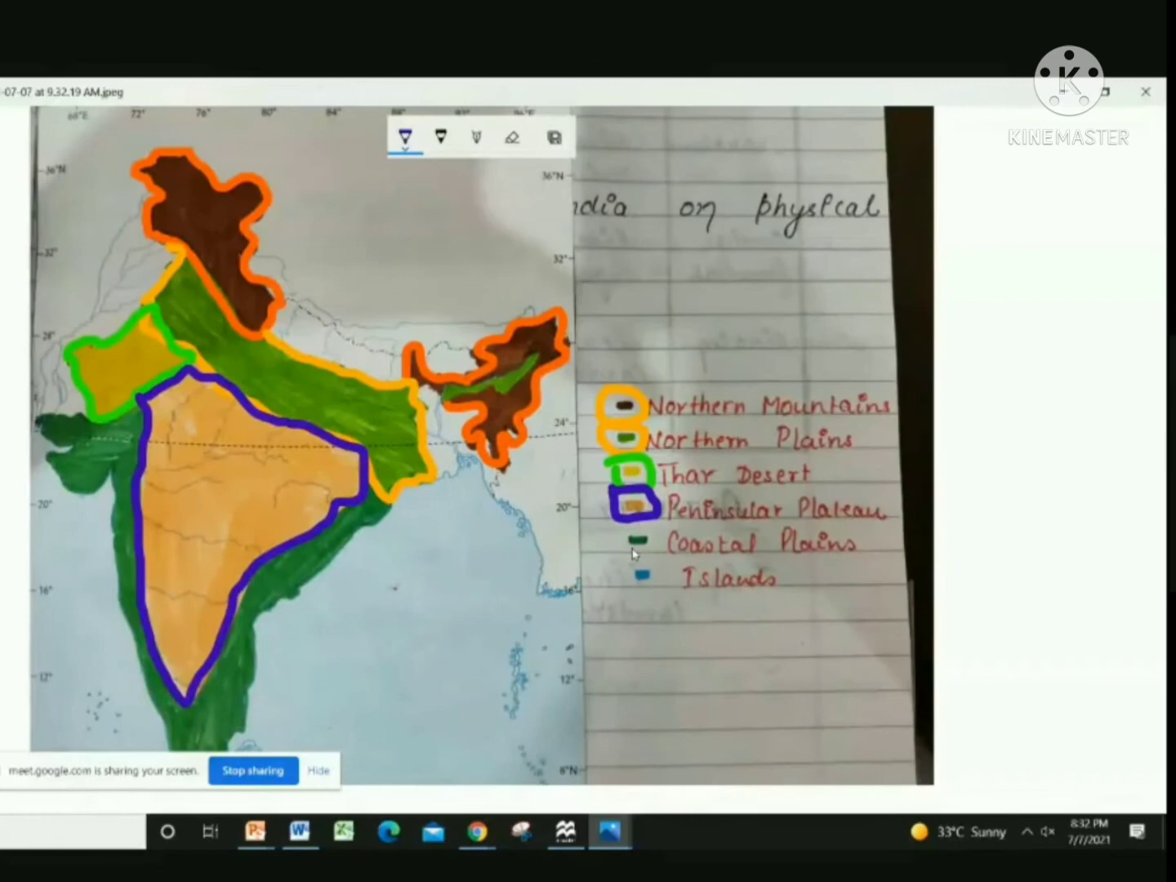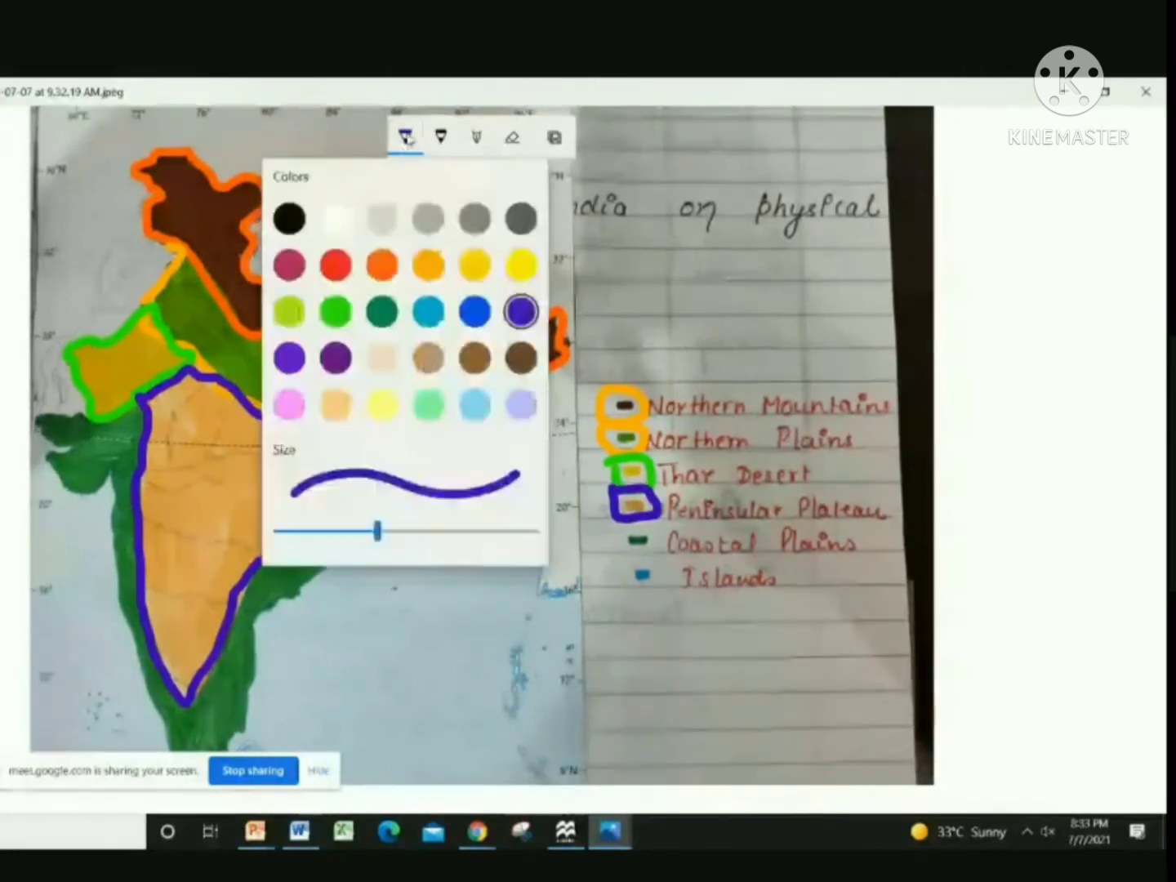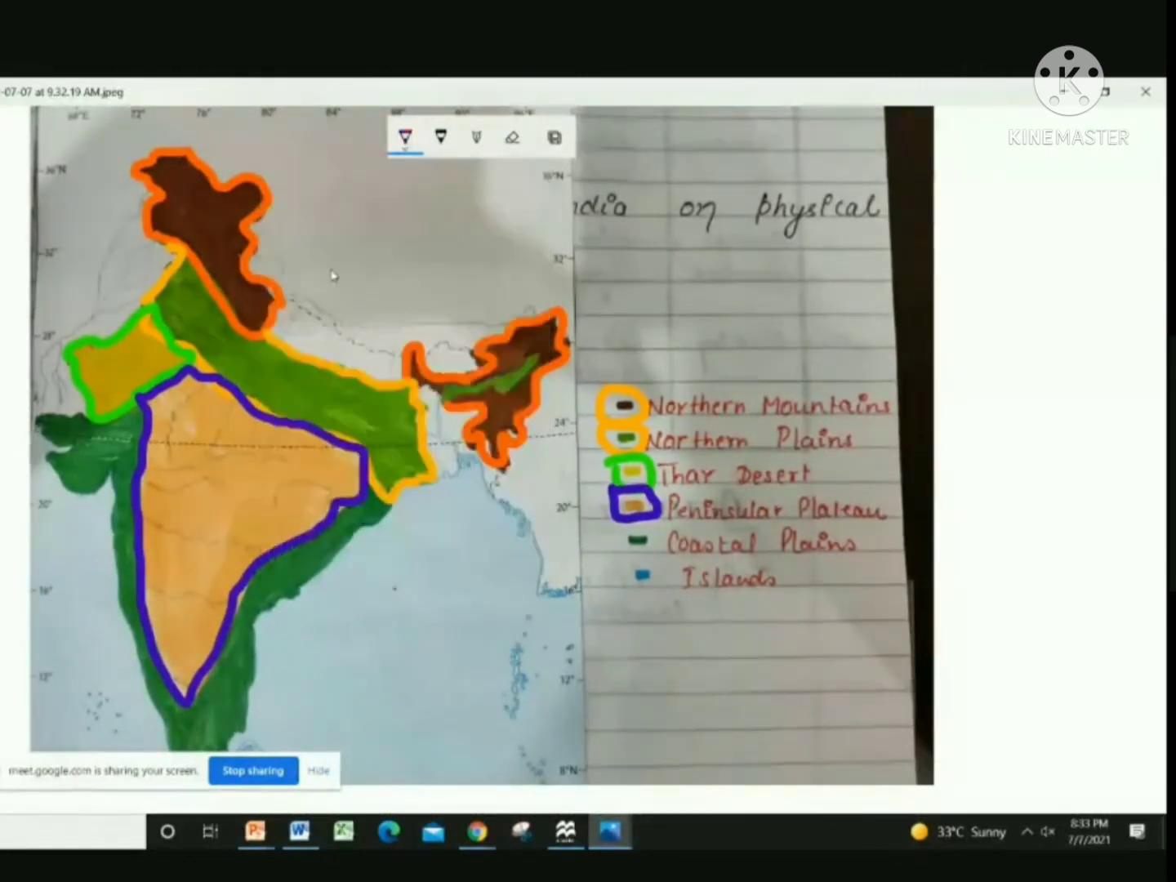Next we have Coastal Plains. Coastal Plains is the area where the sea water meets the land. The coastal plains of India are divided into two parts, the eastern coastal plains and the western coastal plains. Let us mark them. So this is the western coastal plain which lies in the west, and this is the eastern coastal plains which lies in the east. So we have marked Northern Mountains, Northern Plains, Thar Desert, Peninsular Plateau and the coastal plains.